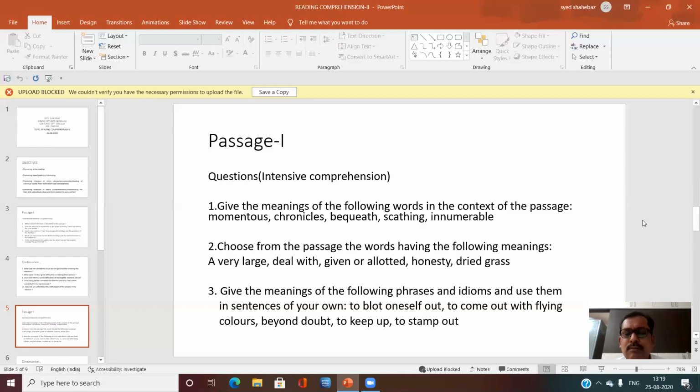To blot oneself out means to eliminate or destroy oneself. To come out with flying colors means to do something very successfully, creditably. Beyond doubt means undoubtedly. To keep up means to maintain. To stamp out means to destroy, to remove completely.